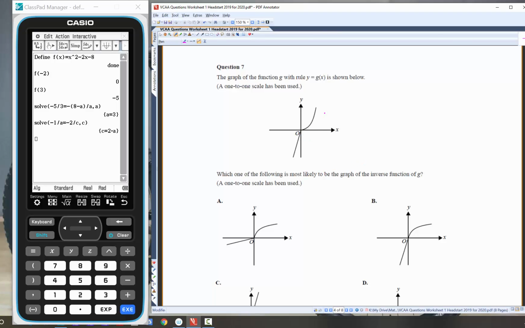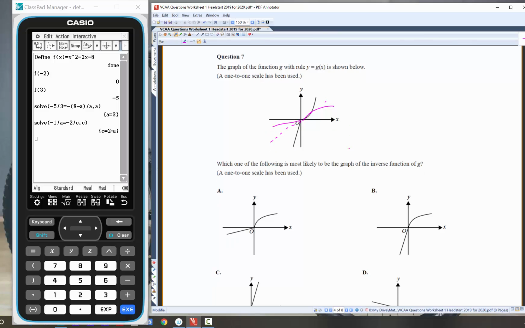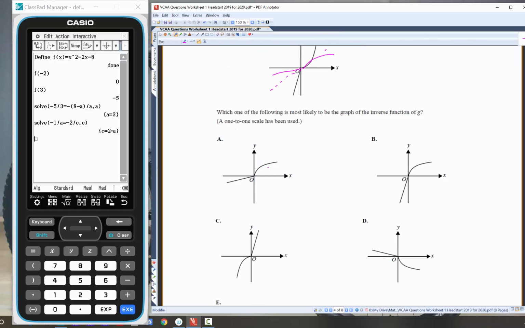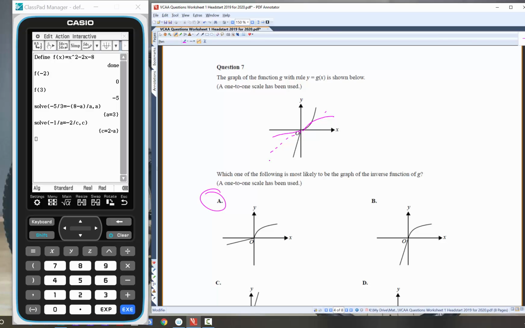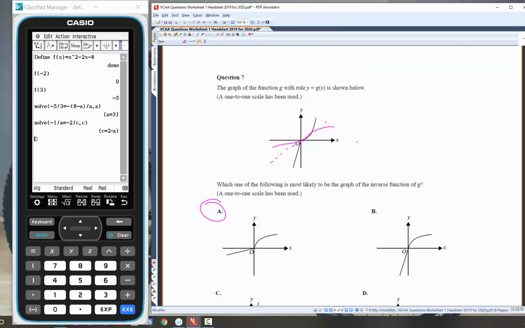Let's see if we can predict it. So what I tend to do for these is just sketch the line y equals x. So that's going to kind of do something like that. That's going to kind of do something like that. So looking at the graphs there, that's the same as that part there. It's got to be A. It's just got to be A. So yeah, to do these questions here, I recommend just sketching the line y equals x and just try to reflect.